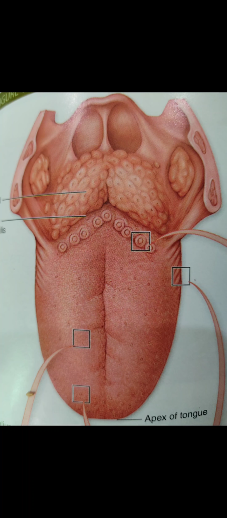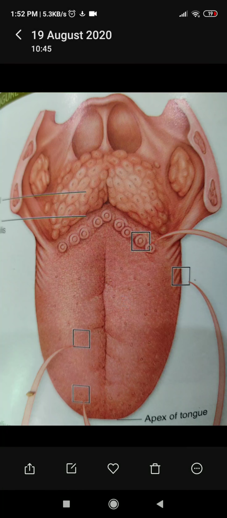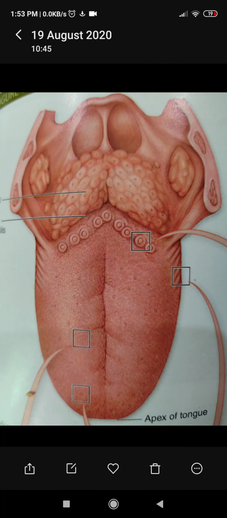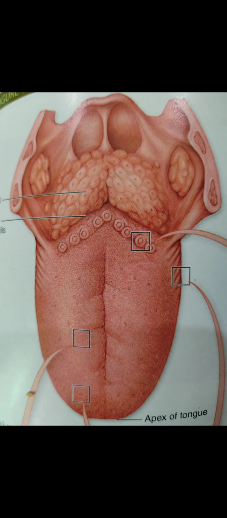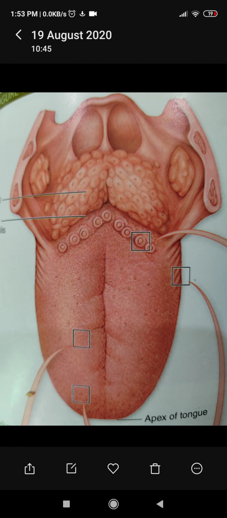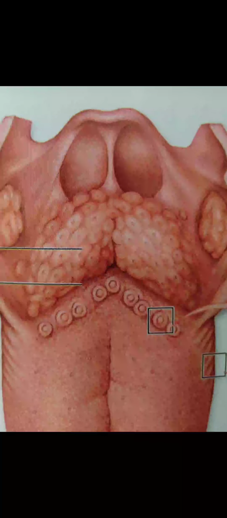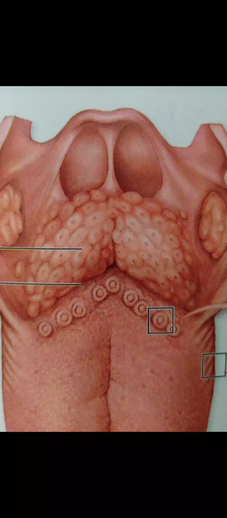So the anterior 2/3 of the tongue, the dorsal surface, has a rough surface, while the posterior 1/3 is rather nodular. Here you can see the posterior 1/3 and you can see that this surface is nodular. Okay, we will see what this section of the tongue contains later on.